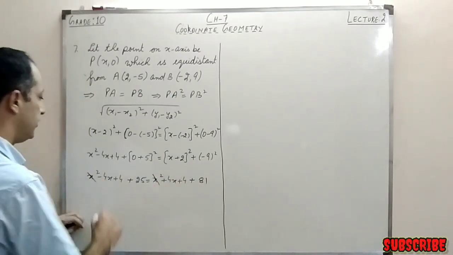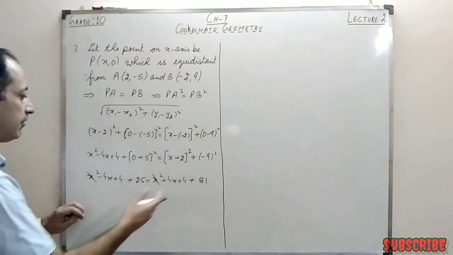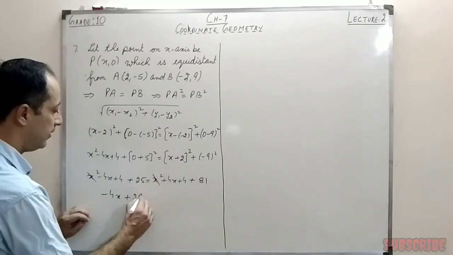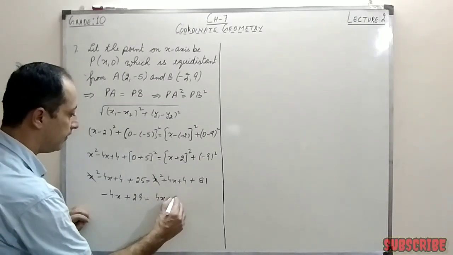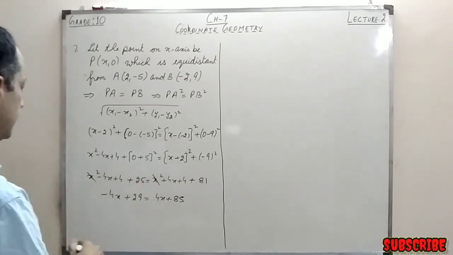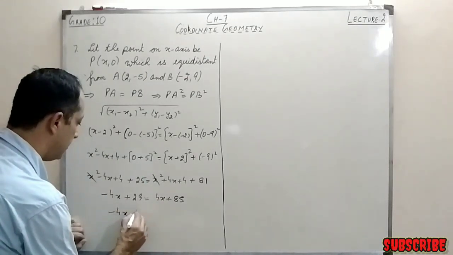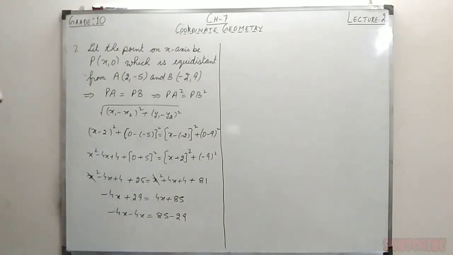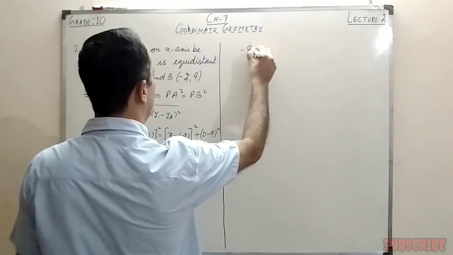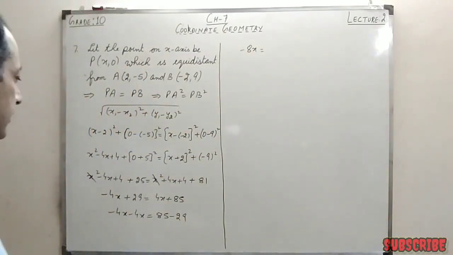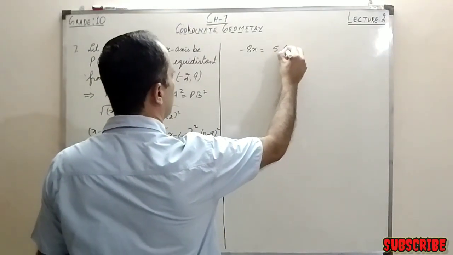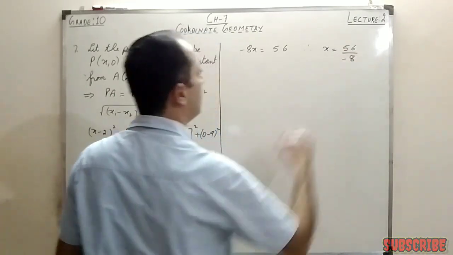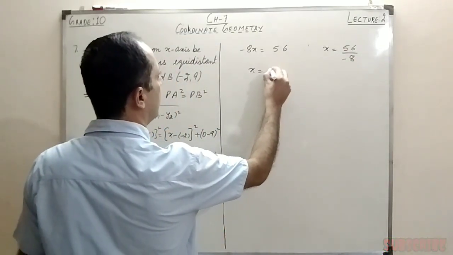This x square can be cancelled from both sides. Now we shift the 4x to one side and the numbers to the other side. Before that, we can simplify it. This is minus 4x plus 29, and this is 4x plus 85. Right? Now shift this side. So this is minus 8x on the left side, equal to 85 minus 29, and on the right side it would be 56. So I can find x equals 56 divided by minus 8, which gives me the answer as minus 7.